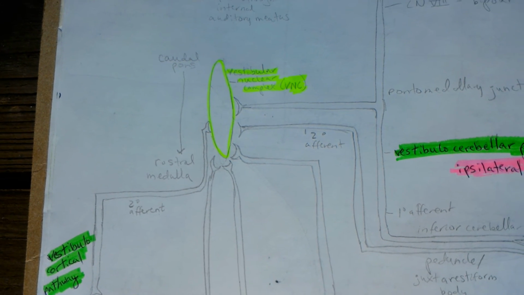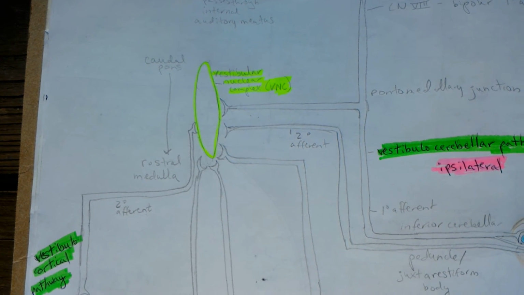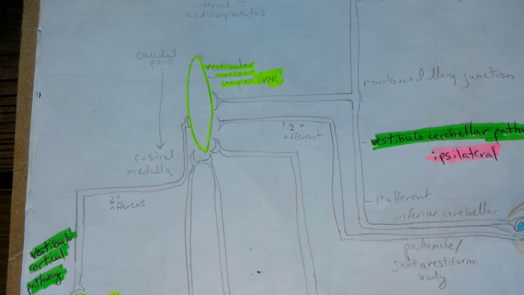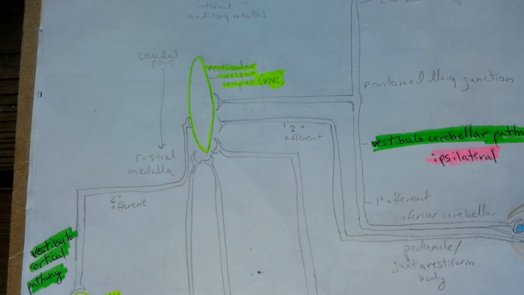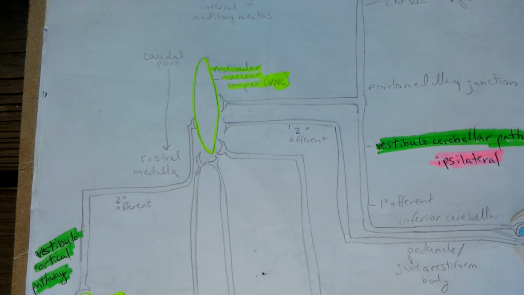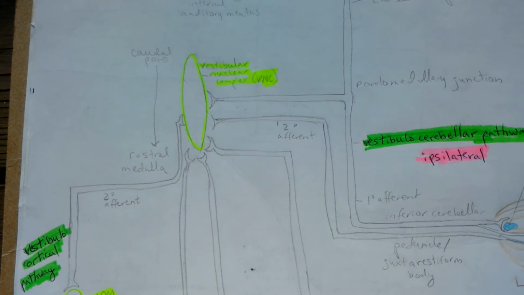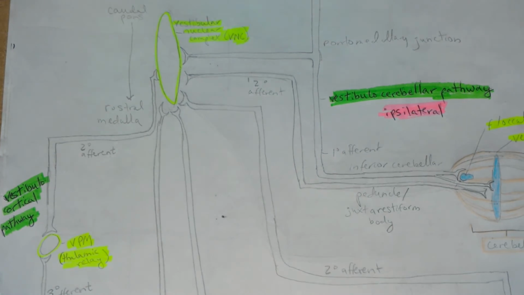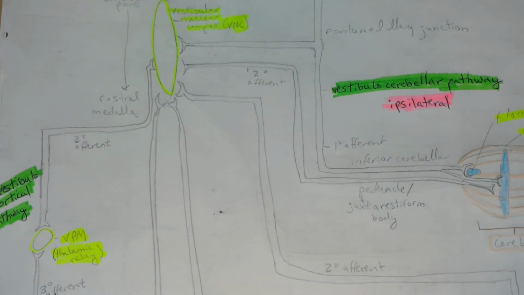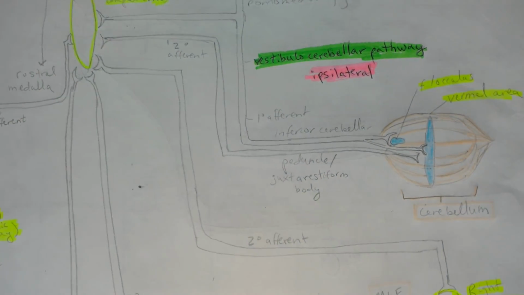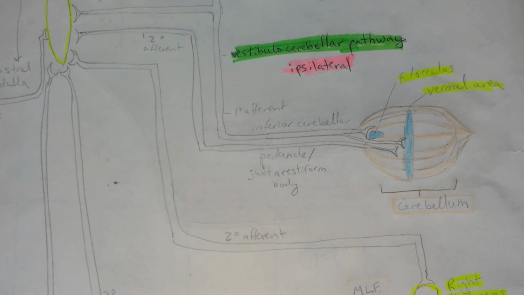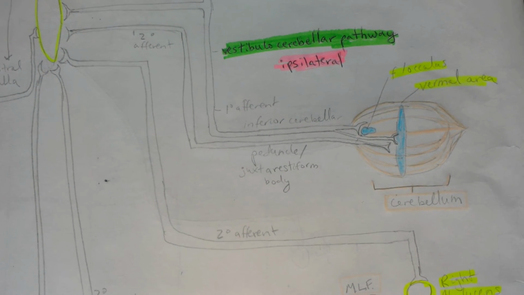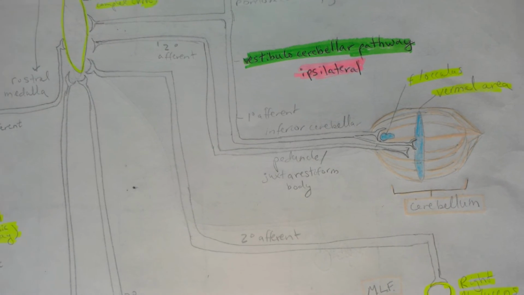Alright, so when cranial nerve 8 hits the vestibular nuclear complex, this is where it's going to synapse and pick up secondary afferents. So we talked about a primary afferent reaching the cerebellum. There's also a secondary afferent that's going to follow along the same way next to the inferior cerebellar peduncle and back into the cerebellum.